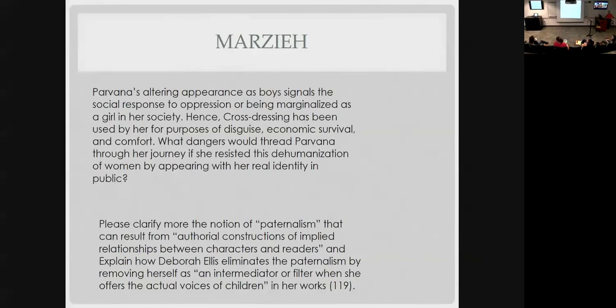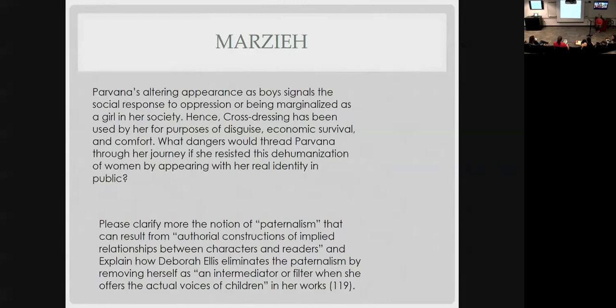Cross-dressing or reverse gender is somehow a common trend even now in Afghanistan, because the inequality of gender still exists in some places there. So girls have to appear as boys in public so that they can economically survive, and also if they want to attend school, they have to be boys to be allowed to attend.